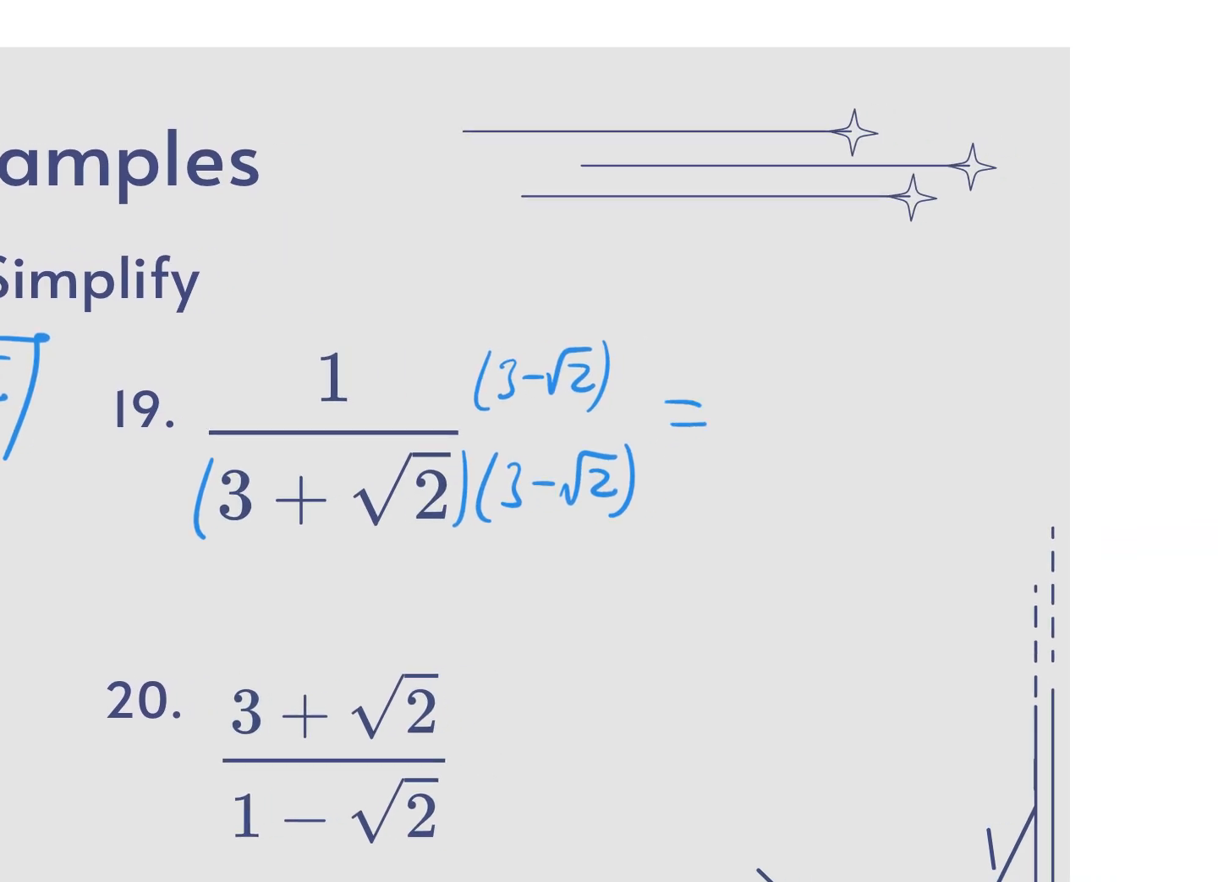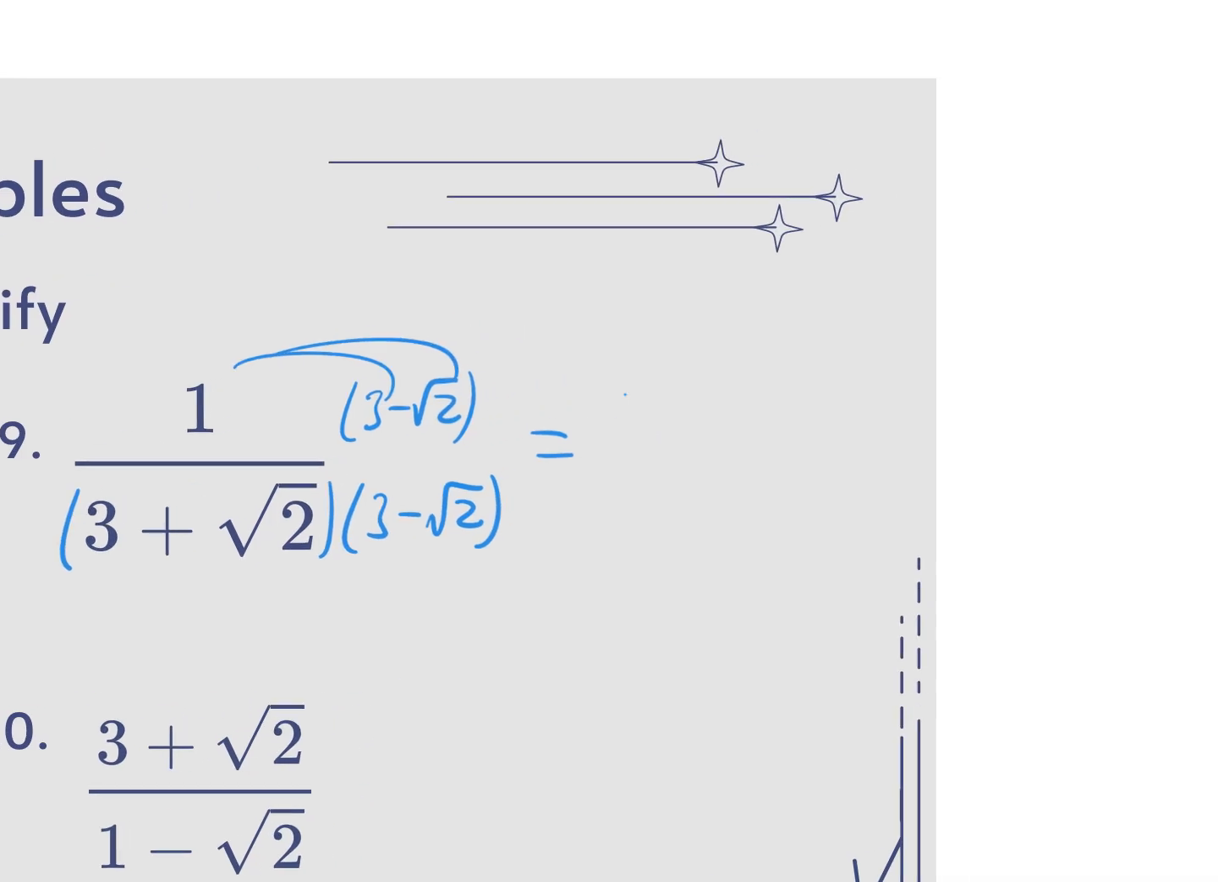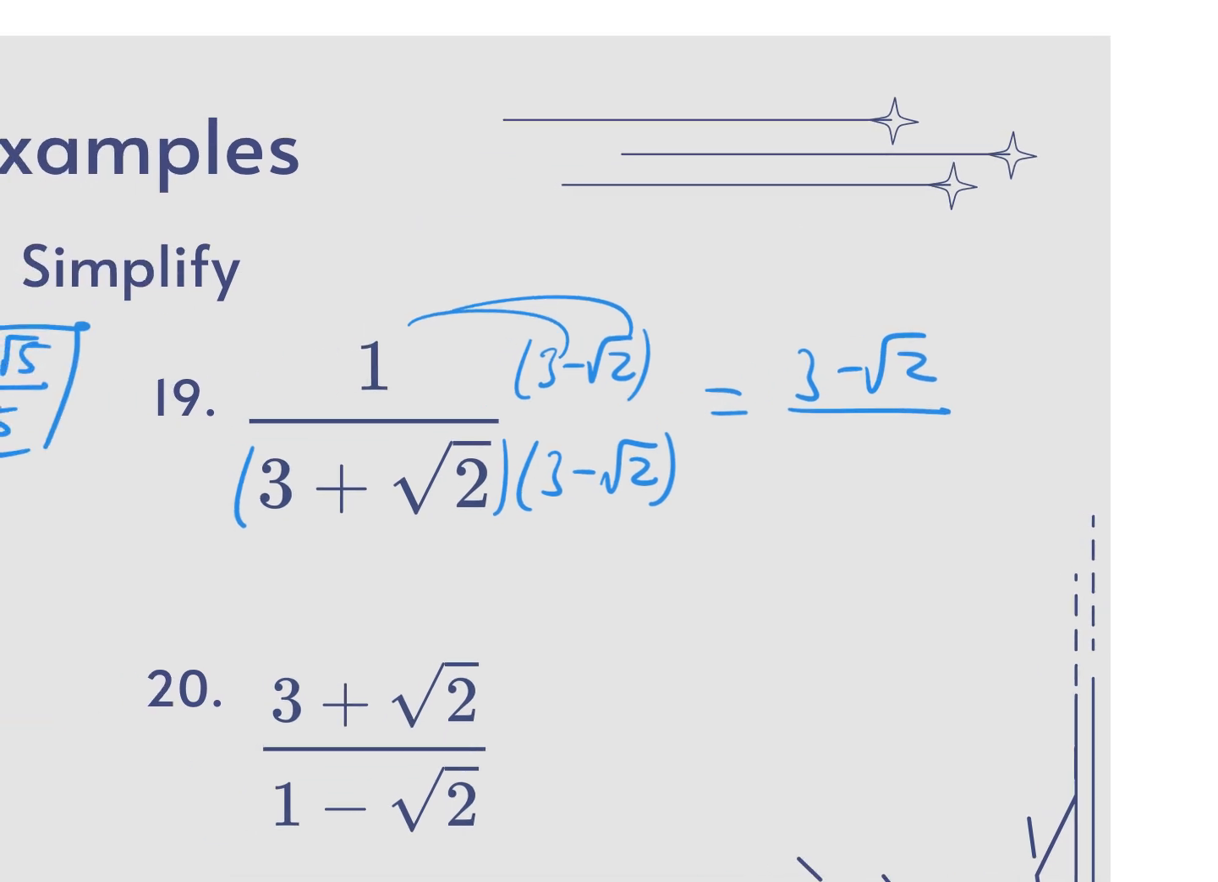And on the top, this is as simple as just distributing that 1. And that's just going to be a 3 minus the square root of 2. And then again, on the bottom, use the shortcut. You don't want to FOIL every single time and then cancel out the terms, especially with all these radicals. So it's just going to be the first one squared minus the second one squared.